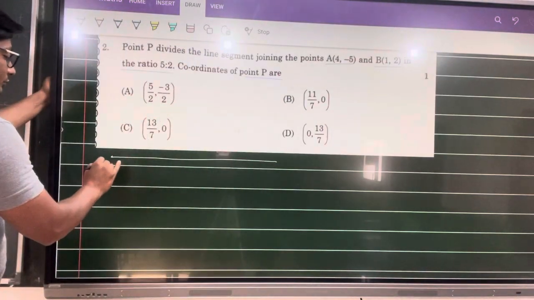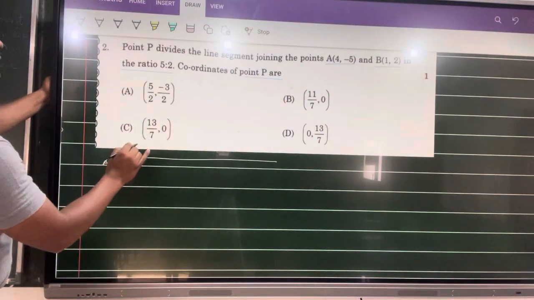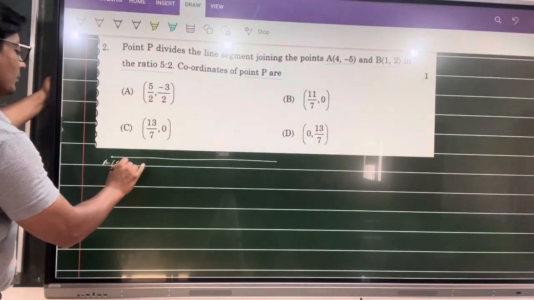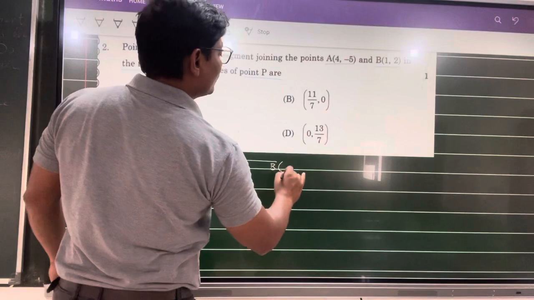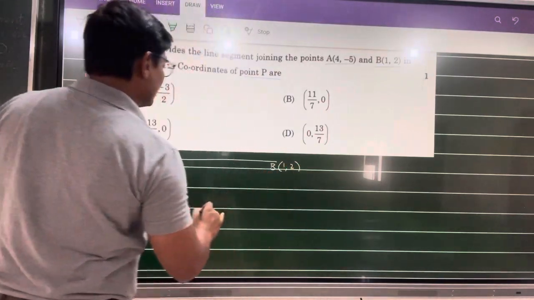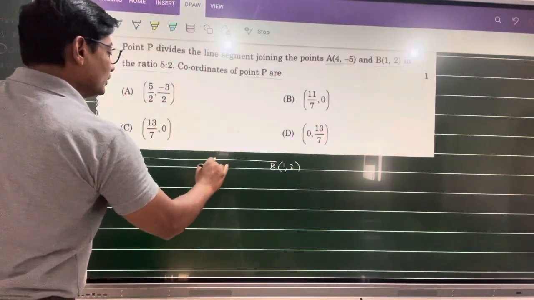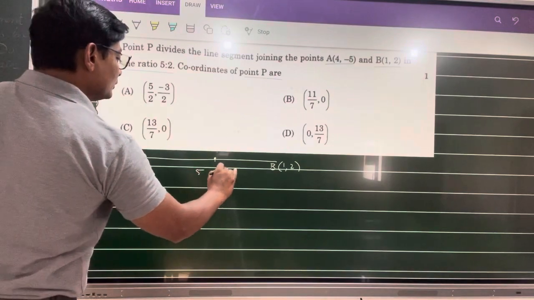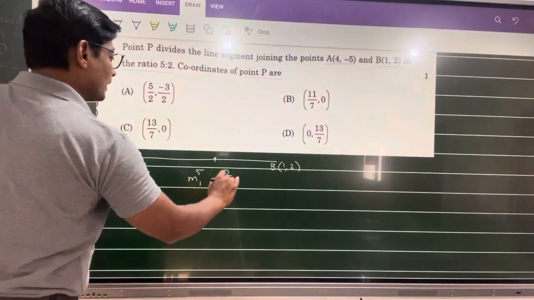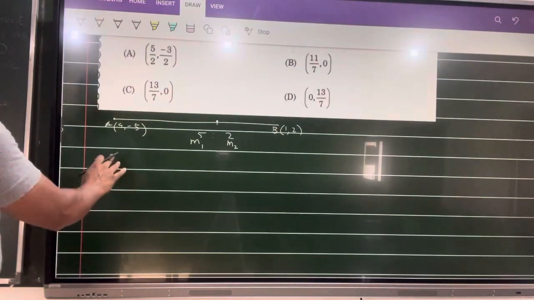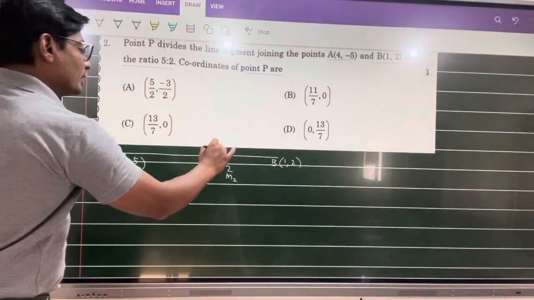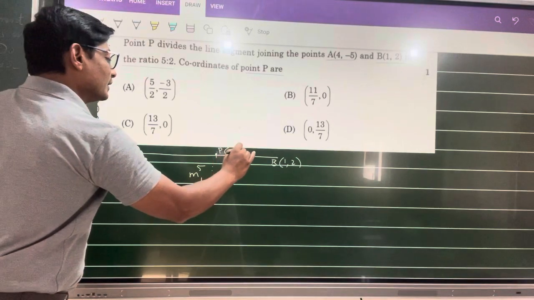So here A they have given first point's coordinates as 4 comma minus 5 and second point B's coordinates as 1 comma 2, and they have given the line segment is divided in a ratio of 5 is to 2. So here I will take m1 and m2. So m1 is 5, m2 is 2. Therefore now we have to find the coordinates of the point P, which are x and y.